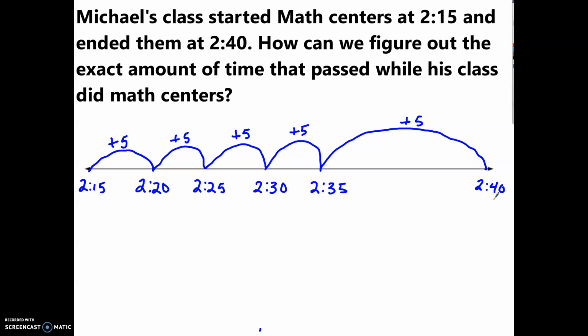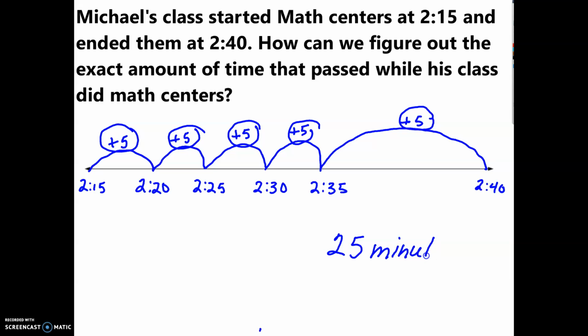So how much time has gone by? Count the minutes. 5, 10, 15, 20, 25. So how long did they spend on their math centers? They spent 25 minutes. So a number line is a tool that you can use to help you figure out how much time has gone by.